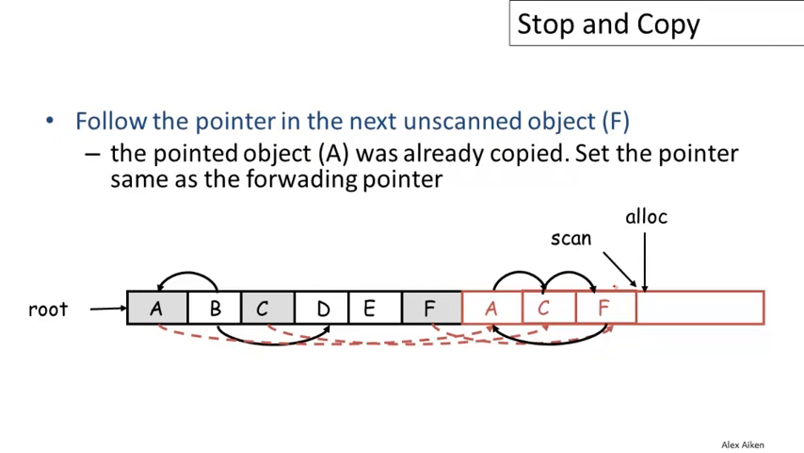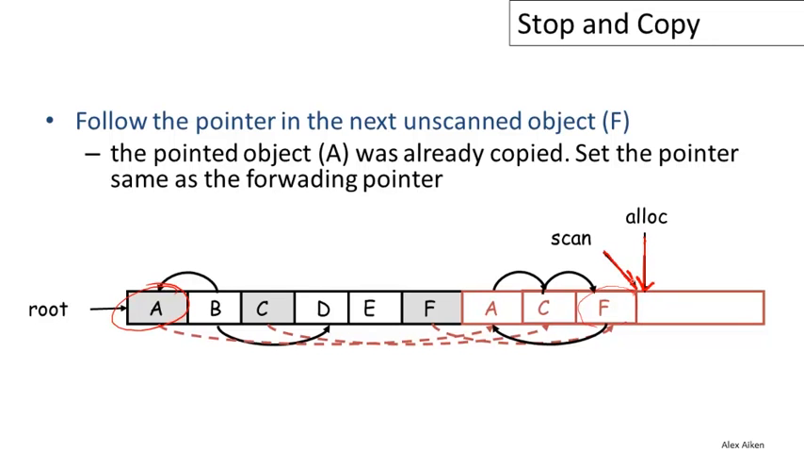And what happens? Well, we discover that F points to A. And A is already marked as having been moved, and it has a forwarding pointer. So instead of copying A again, we simply update the pointer in F that pointed to the old version of A to point to the copy of A. And so now F is completely scanned. All the pointers in F have been processed. We didn't allocate any new objects, so the allocation pointer didn't move.